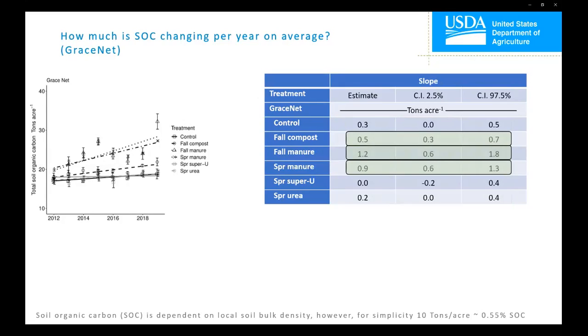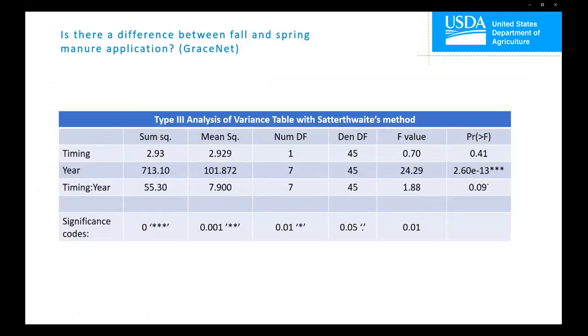carbon accumulation. Moving on, 2 questions we wanted to answer were, is there really a difference between fall and spring applied manure? And how did the 3 years of alfalfa affect soil organic carbon levels? To answer whether there really is a difference between fall and spring manure application, a linear mixed effects model was used in conjunction with analysis of variance on a subset of data.